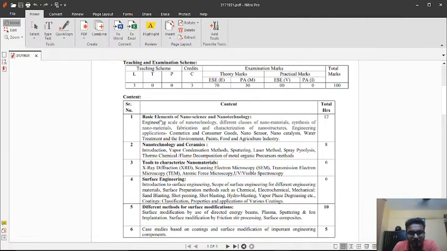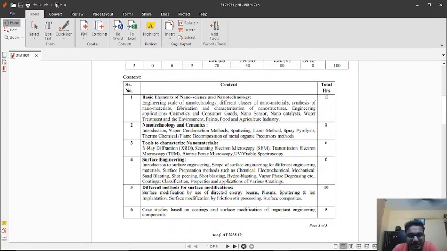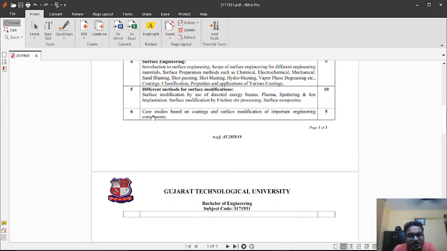If you recall, we have completed the basic elements of nano science and nanotechnology. Then we have completed nanotechnology and ceramics. We have a third chapter remaining, that is tools to characterize nanomaterials, which we are going to discuss in today's lecture. Chapters 4 and 5, surface engineering and different methods for surface modifications, are already completed. And as far as the last chapter is concerned, that is chapter number 6, case studies.